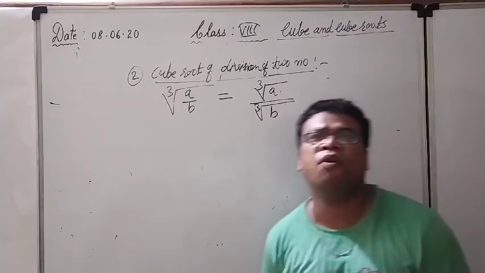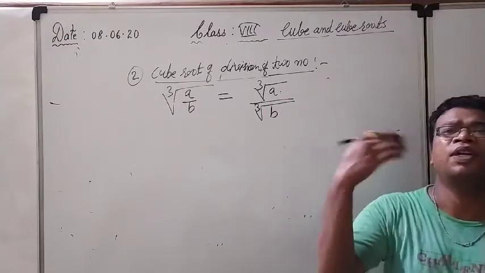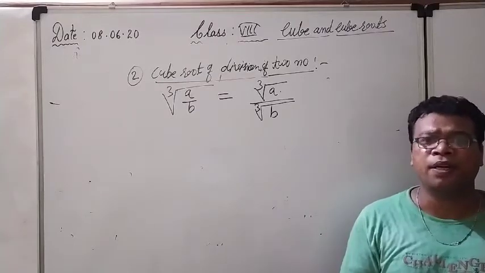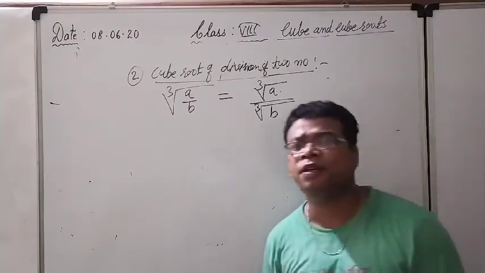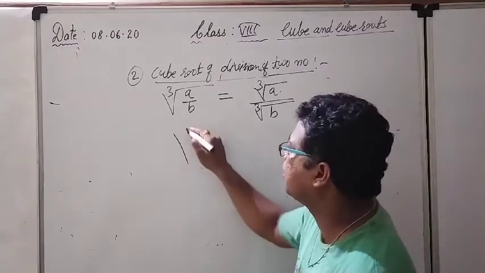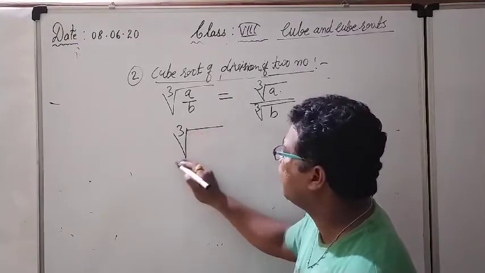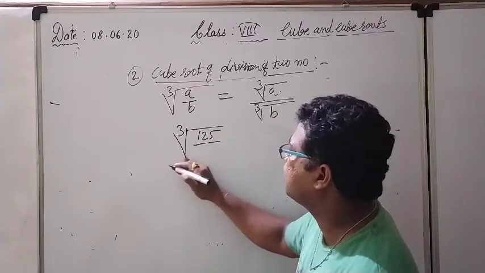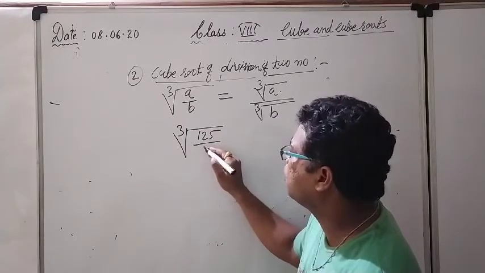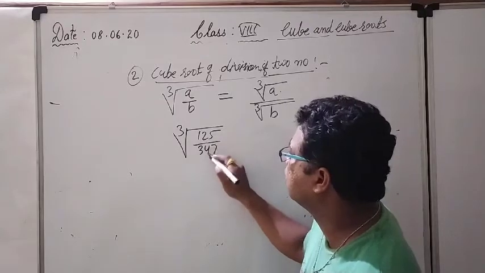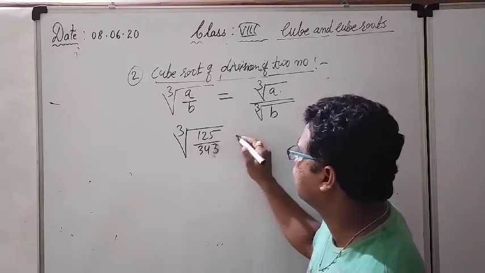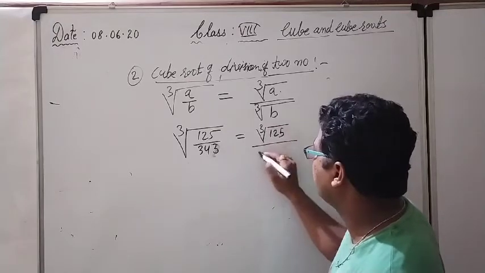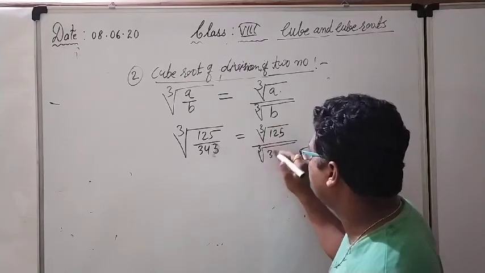Meaning if we want to find out the cube root of the division of two numbers, we can directly take the cube root of the numerator upon the cube root of the denominator. Right now see with the help of an example. If we have to find out the cube root of 125 upon 343, meaning the cube root of 125 upon the cube root of 343.